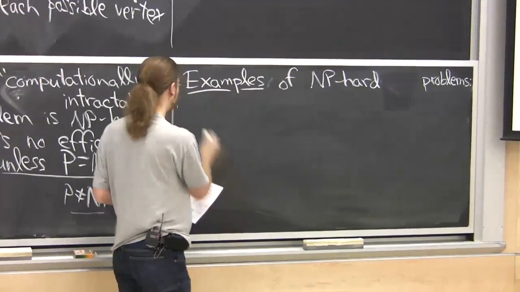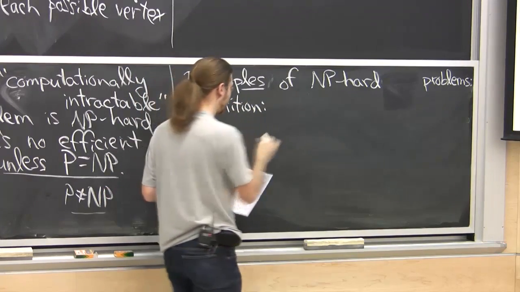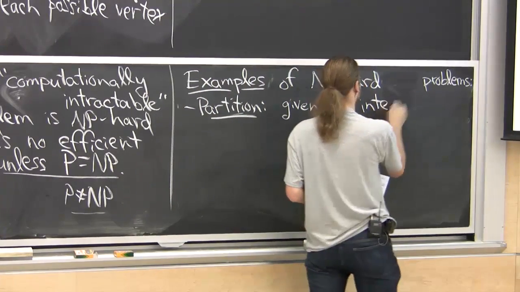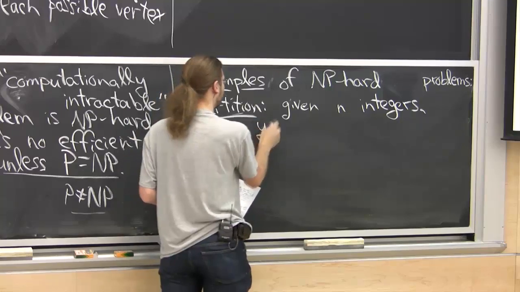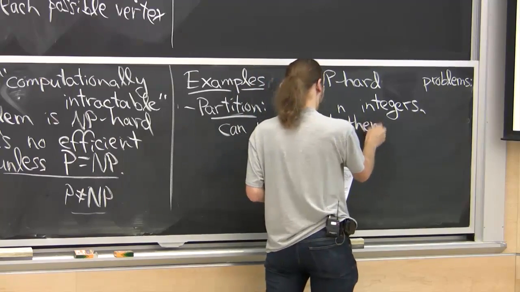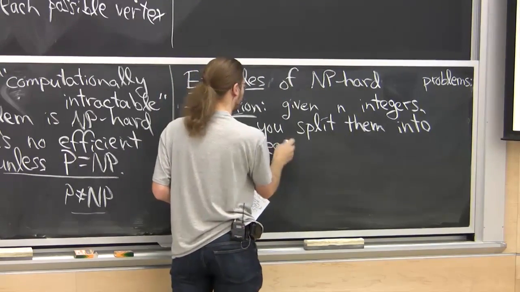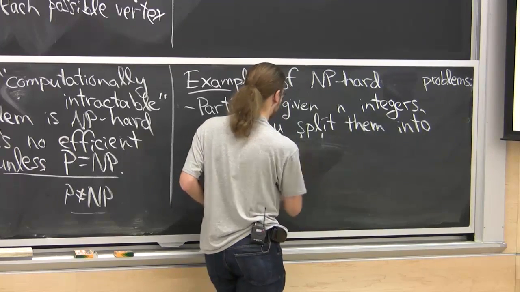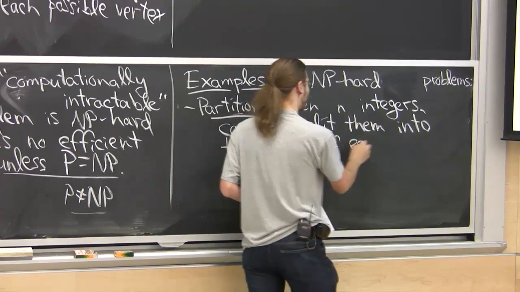So I'm going to need 3 problems today. I'll start just by defining 2 of them, which you've probably seen before. One is called partition. I give you n numbers. I want to know, can I split them into equal halves? To be a little more precise, 2 halves of equal sum.